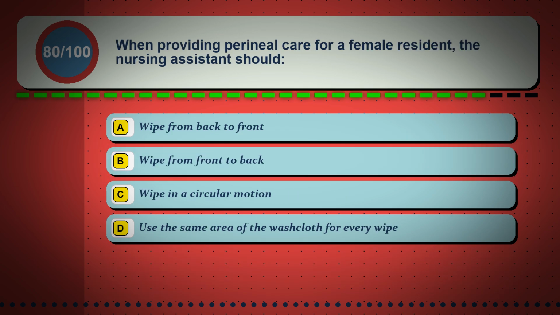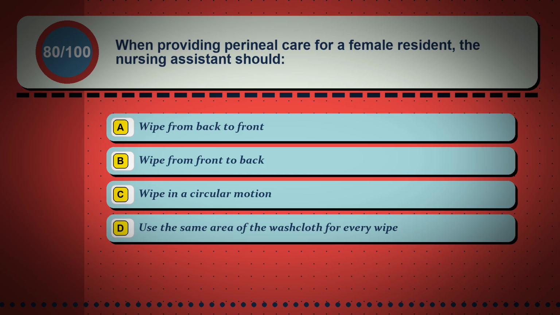Question 80. When providing perineal care for a female resident, the nursing assistant should: Option A. Wipe from back to front. Option B. Wipe from front to back. Option C. Wipe in a circular motion. Option D. Use the same area of the washcloth for every wipe.